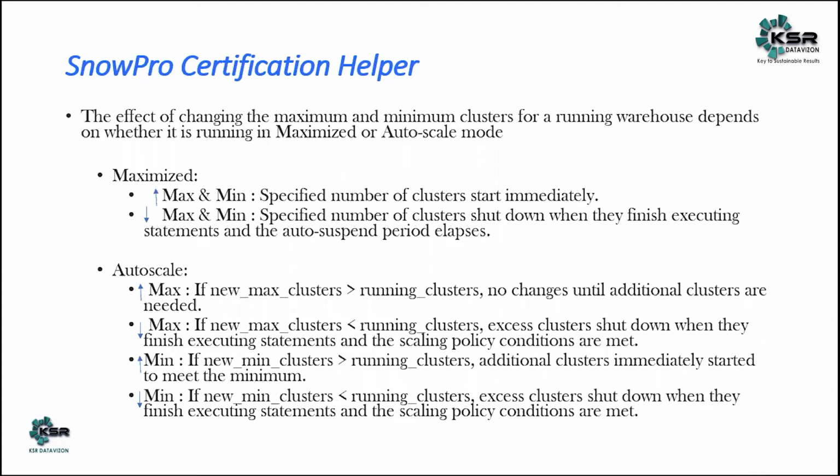Okay, and in the auto scale method, maximum and minimum will be different numbers. It starts with 1 and can go up to 10, or it starts with 2 minimum and can go up to 10. So what happens in the auto scale method? If you increase the max, think that you increased it from 5 to 10, the newly maxed clusters are greater than the running clusters. That means you changed it to 10, but your queries are already running with only 5 or 2.